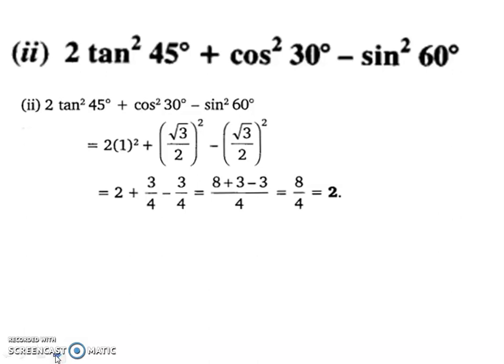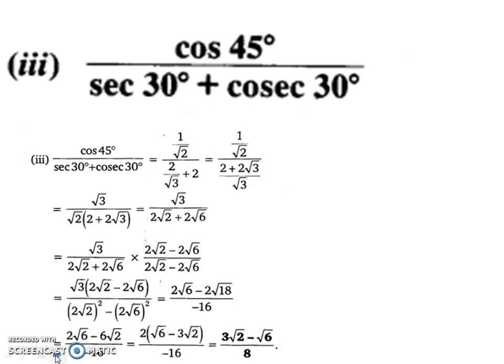Next question. Cos 45 by sec 30 degree plus cosec 30 degree. What is the question? Cos 45 degree by sec 30 degree plus cosec 30 degree. Let's see what are the values for cos 45, sec 30 and cosec 30.